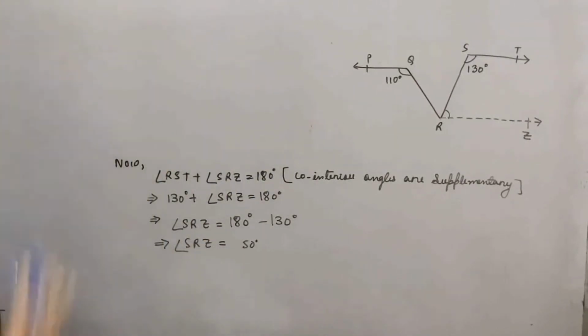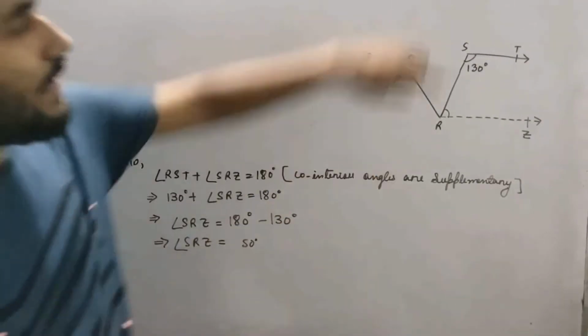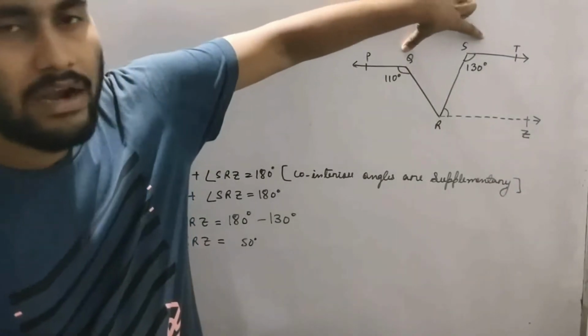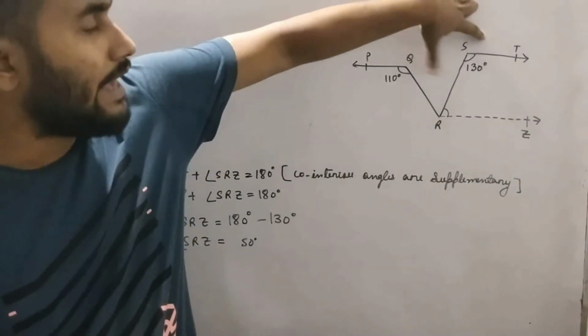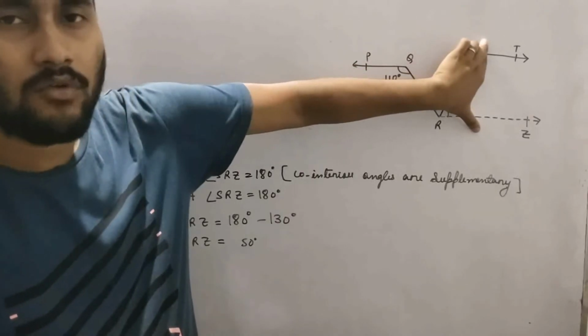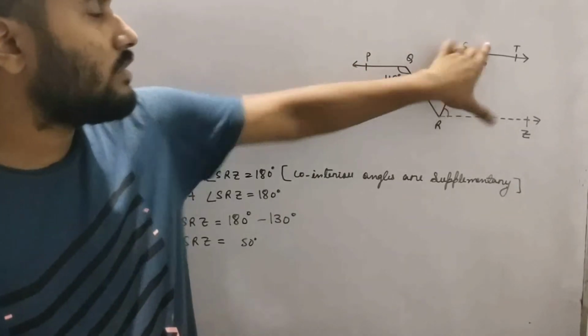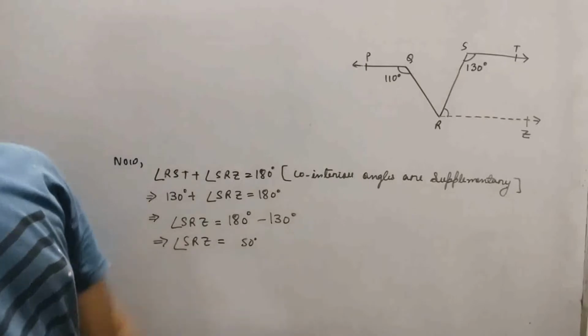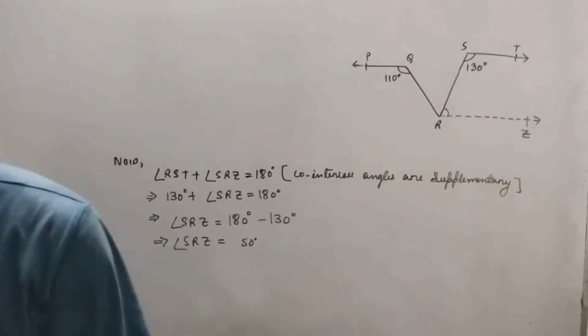Now what we will write: ST and PQ are what? Parallel. It is given in the question. ST and RZ are parallel. We have drawn this one. So therefore PQ and RZ will also be parallel, isn't it?